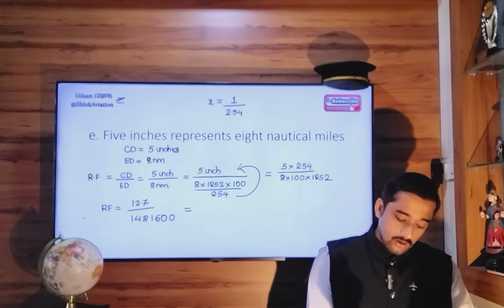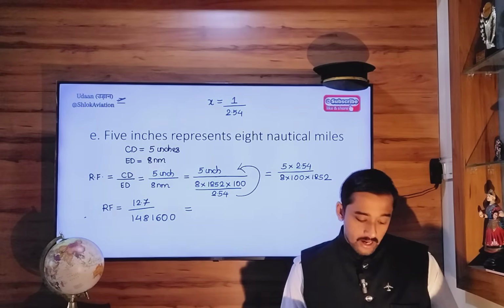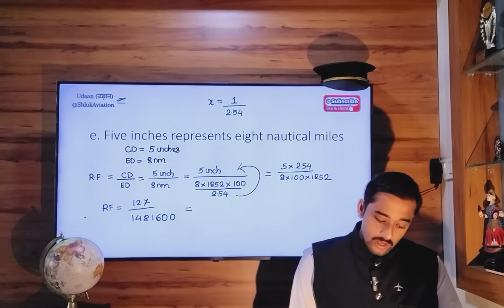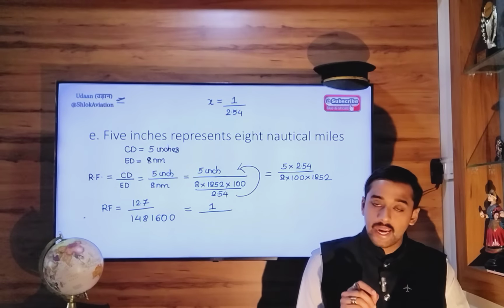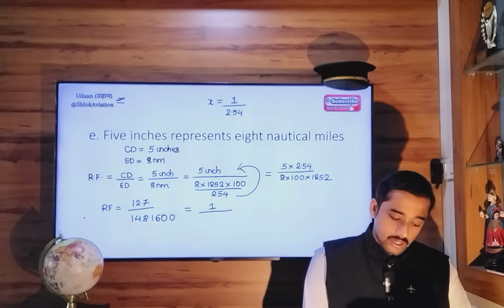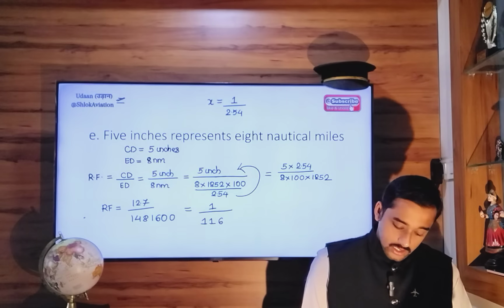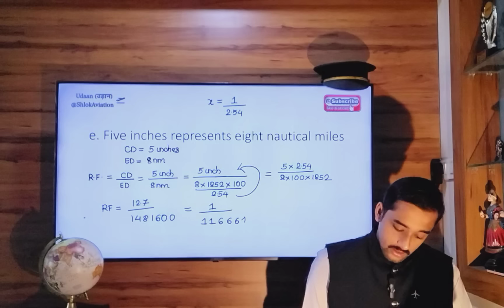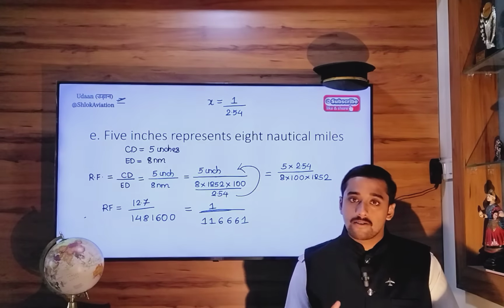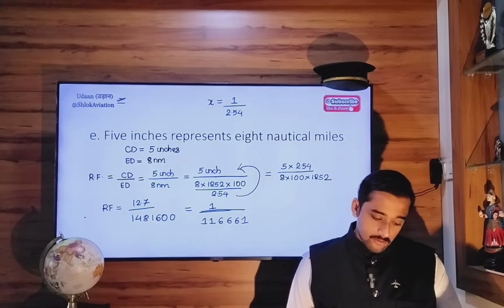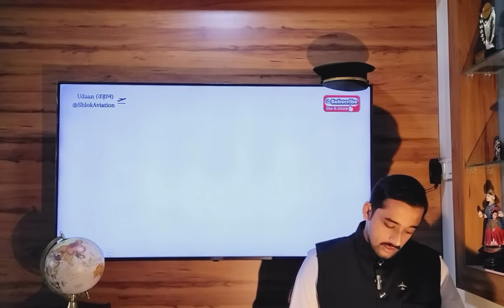1481600. So now, to bring 1 in the numerator, divide numerator and denominator by 12.7. So 12.7 divided by 12.7 is 1, and this value, 1481600, divided by 12.7 is equal to 116661. So this is your final answer. Select that option which is closest to this. Simple. So that's how you do these 5 sub questions. Let's go to the next question.